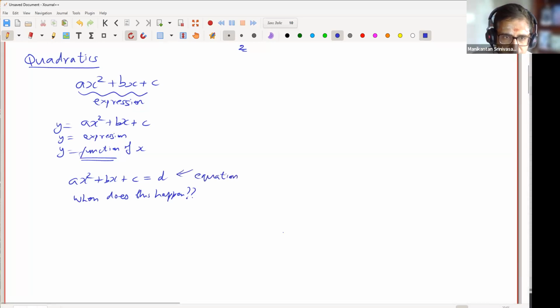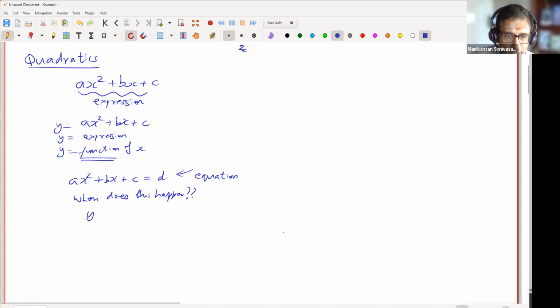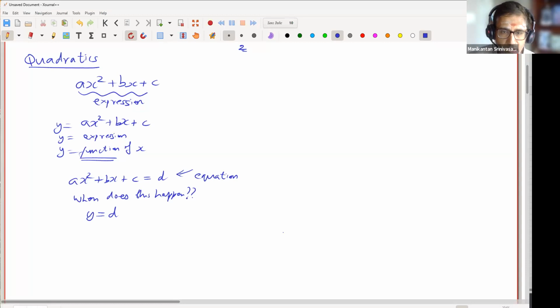So in other words, you can just say y equal to ax square plus bx plus c, and you can ask the question, when is y equal to t? That's also an equation, right? Y is ax square plus bx plus c, and you set it equal to d and ask the question, for what value of x does this hold true? So three things: expression, function, equation.